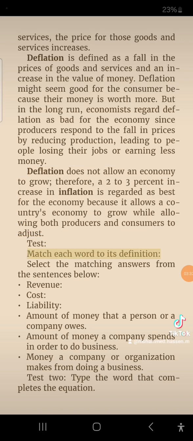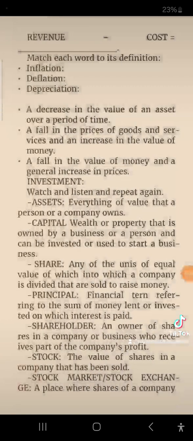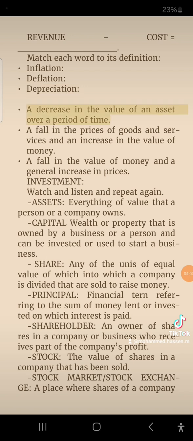Test. Match each word to its definition. Select the matching answers from the sentences below. Revenue. Cost. Liability. Amount of money that a person or a company owes. Amount of money a company spends in order to do business. Money a company or organization makes from doing business. Test 2. Type the word that completes the equation. Revenue minus cost equals blank. Match each word to its definition. Inflation. Deflation. Depreciation. A decrease in the value of an asset over a period of time. A fall in the prices of goods and services and an increase in the value of money. A fall in the value of money and a general increase in prices.